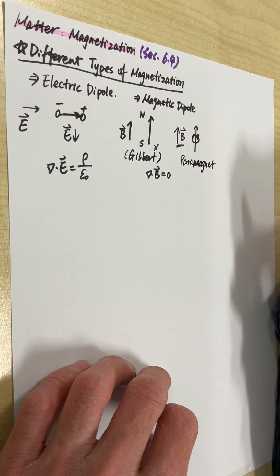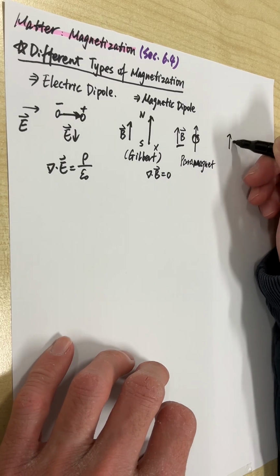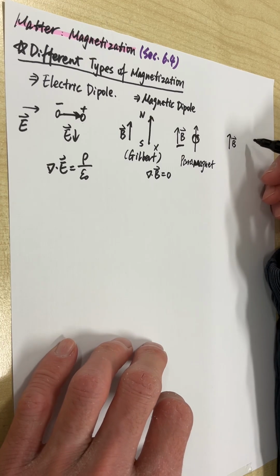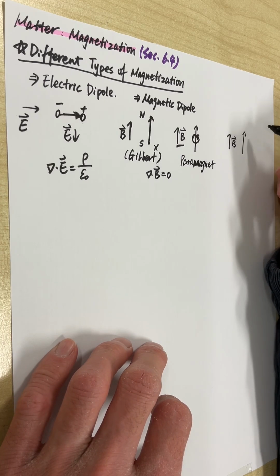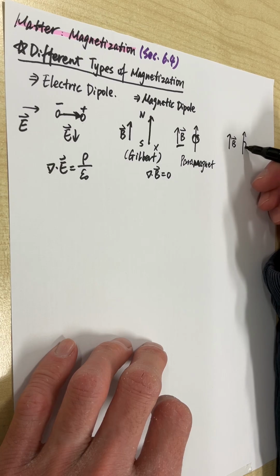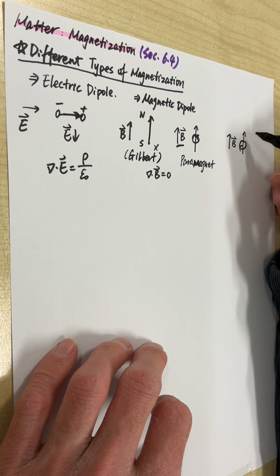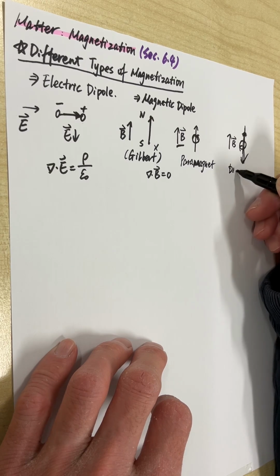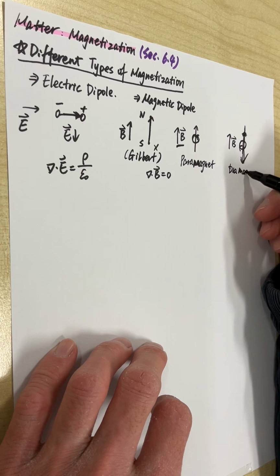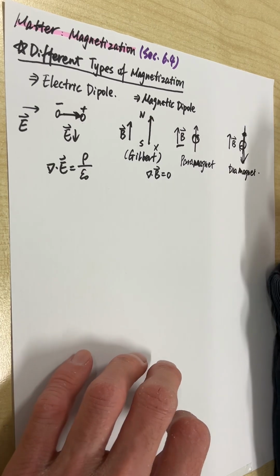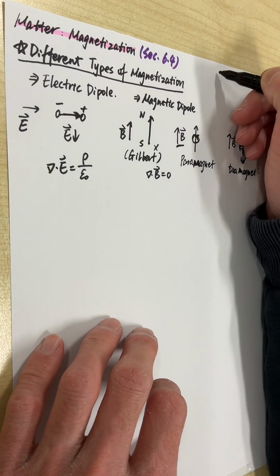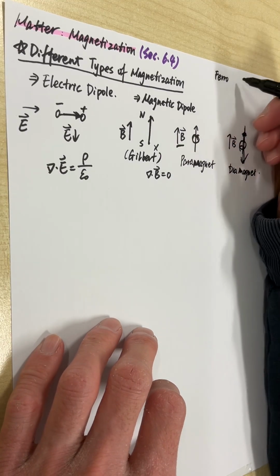a paramagnet. So if we apply an external magnetic field, and then we have a magnetic dipole, which is a tiny current loop, with the opposite direction for the induced magnetic field, we call it a diamagnet. There's a third kind which can memorize magnetic field, which is called a ferromagnet.